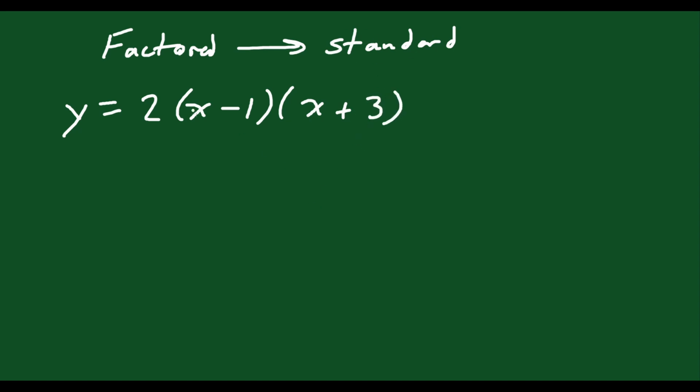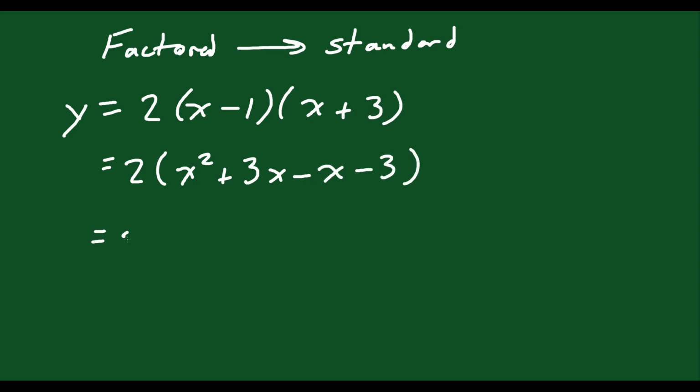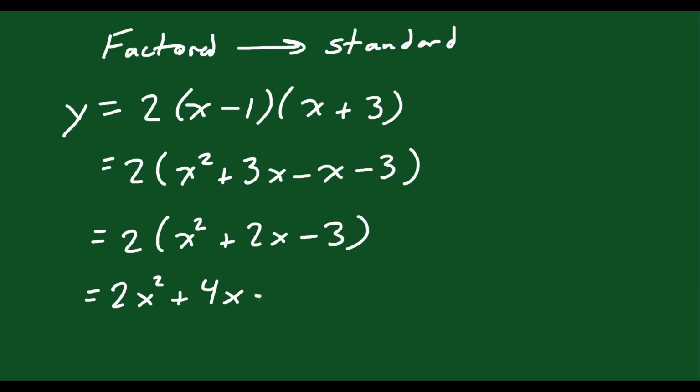I want that in standard form, so I'm just going to expand it, right? I'll start by foiling these brackets. x times x is x squared, x times 3 is 3x, negative 1 times x is negative x, negative 1 times 3 is negative 3. You can simplify that, right? x squared, 3x minus x is plus 2x, minus 3, and then distribute the 2 into the bracket. So you'll have 2x squared plus 4x minus 6.